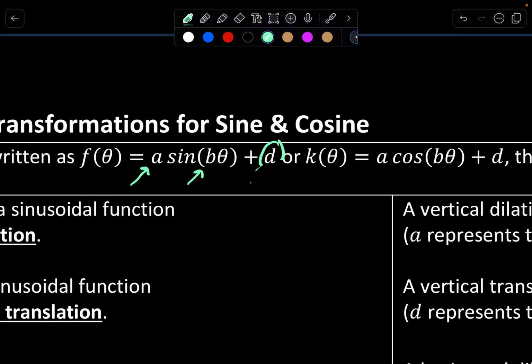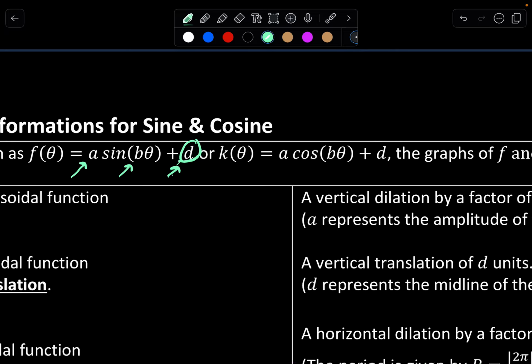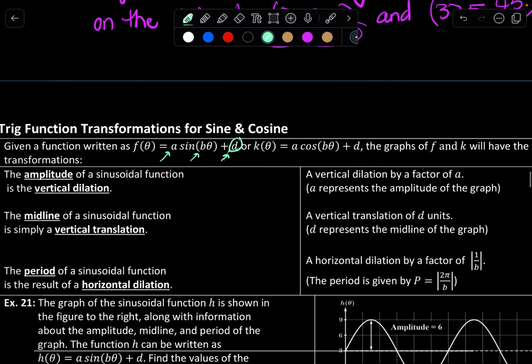And then A, that's going to be your vertical dilation. And then B is going to be your horizontal dilation. And these will be the same for sine and cosine. They'll actually be the same for all 6 trig expressions as we go forward.